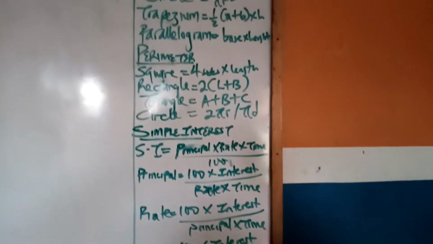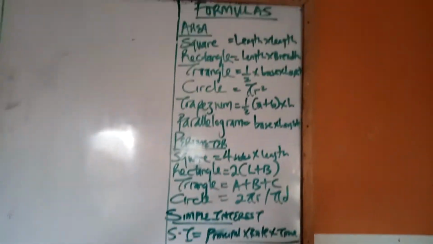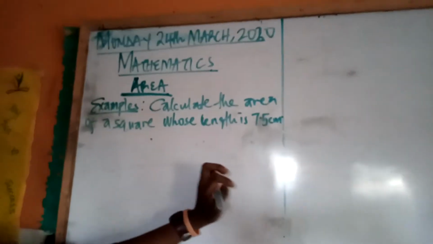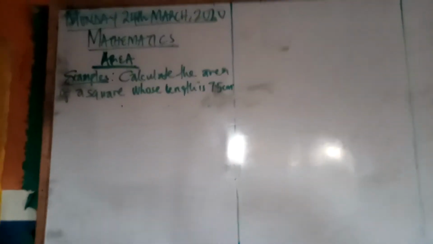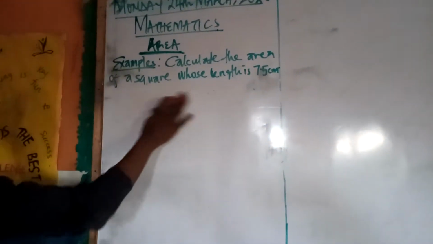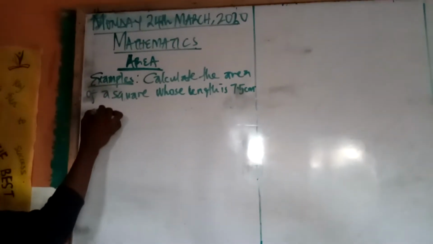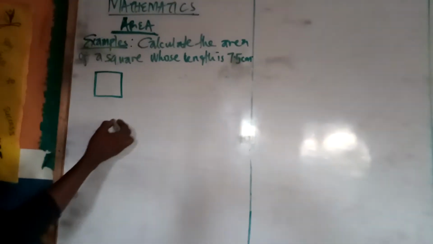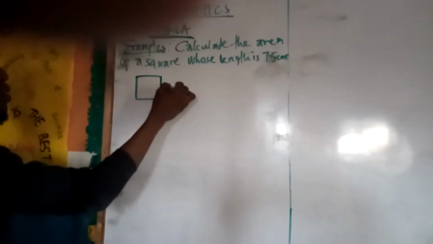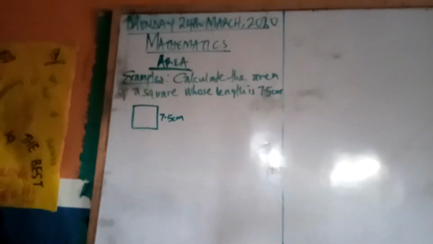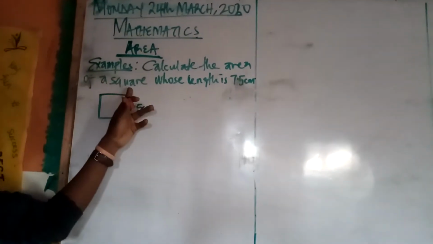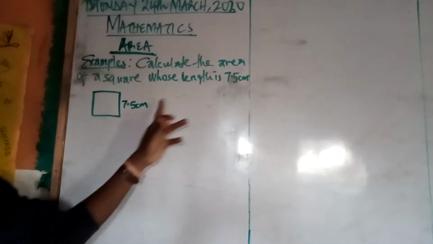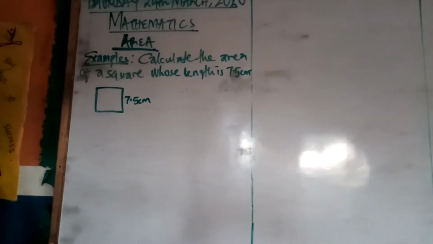Alright, now let's start with area. Remember I said area questions could be given to you either in a statement or in a shape. If it's given to you in a statement, you can represent it as a shape also. Now you have 7.5 centimeters. The question says calculate the area of a square whose length is 7.5 centimeters.